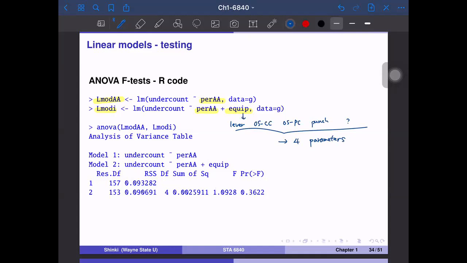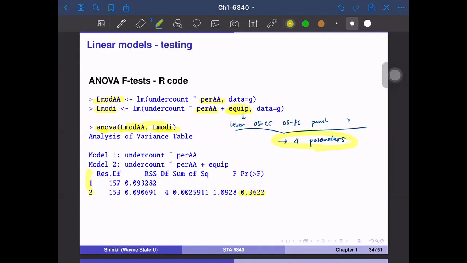And we want to see if overall, these 4 variables are useful or not. And actually this is the ANOVA of linear models. So one model should be nested in the other model. Then the result is here. You can see the p-value. The p-value is large, so we don't reject the null hypothesis.